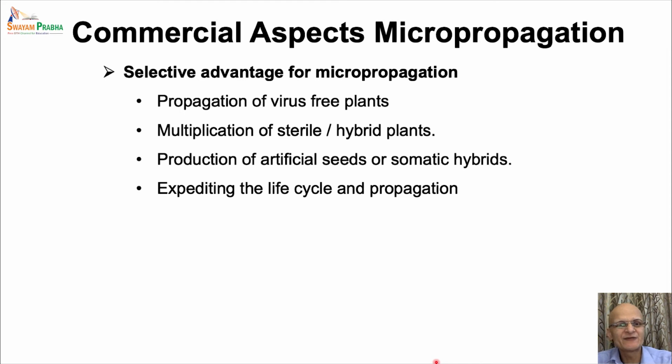Next is expediting the life cycle and propagation. Many plants grow so slowly that it can take a long time, maybe years, to reach maturity. In addition, these might have very low output with respect to the number of seeds produced per plant or the viability of the seeds also. Therefore, micropropagation can expedite the life cycle and help in multiplication.